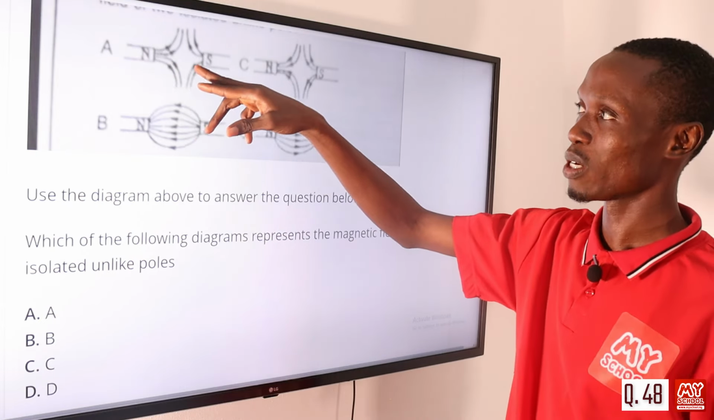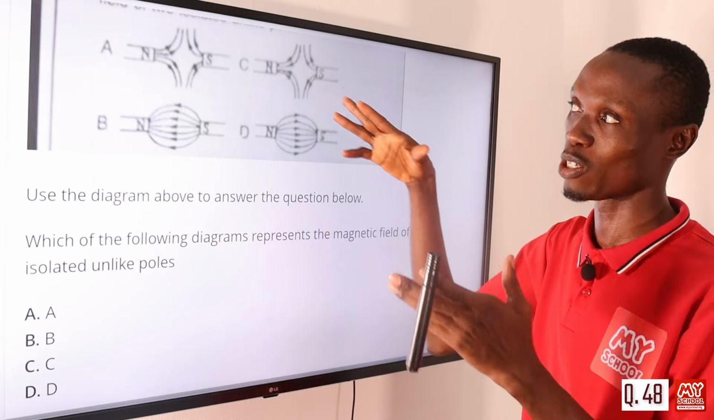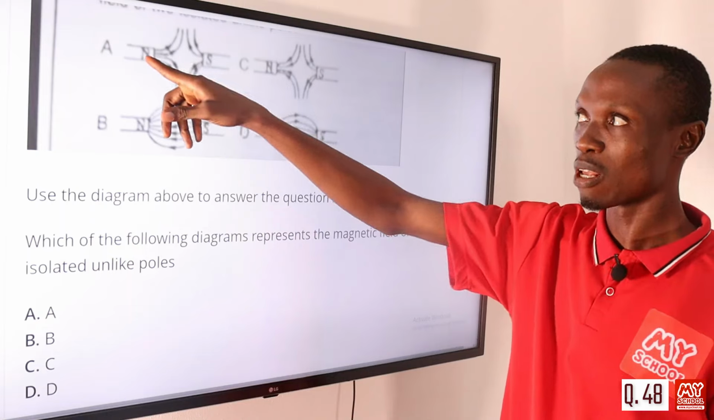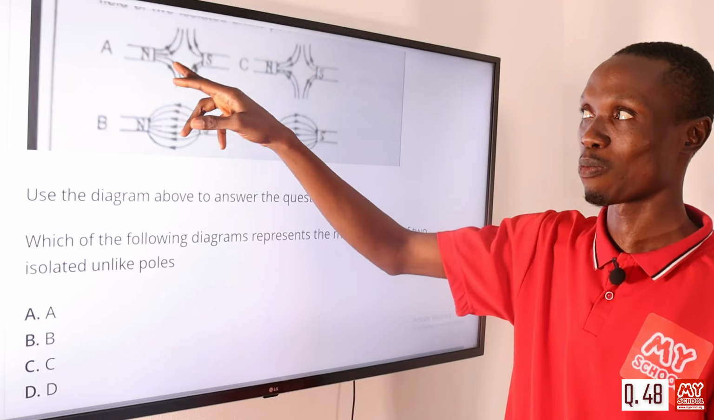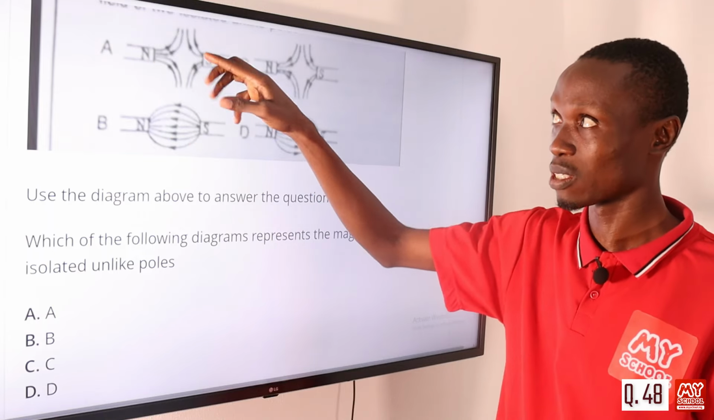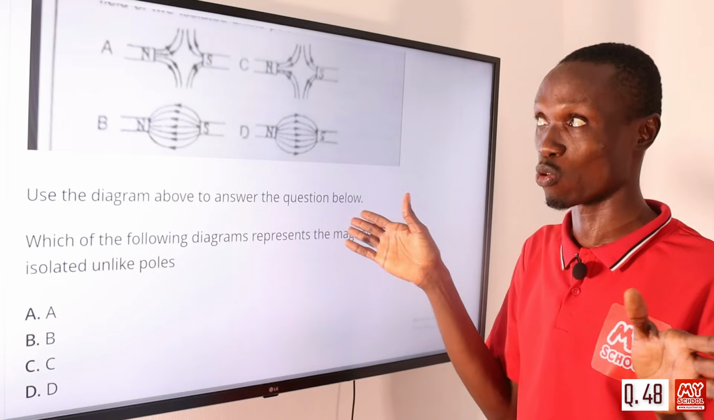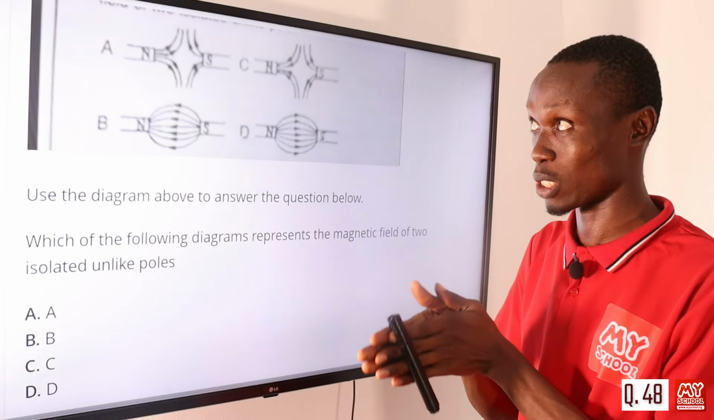If you look at option A, we have the north pole and we have the south pole. They are trying to tell us here that they repel each other, but the poles are unlike, so this cannot be the answer to this question. From the diagram you can see that they are trying to show us that they are repelling each other, which is not true. They are supposed to attract each other.